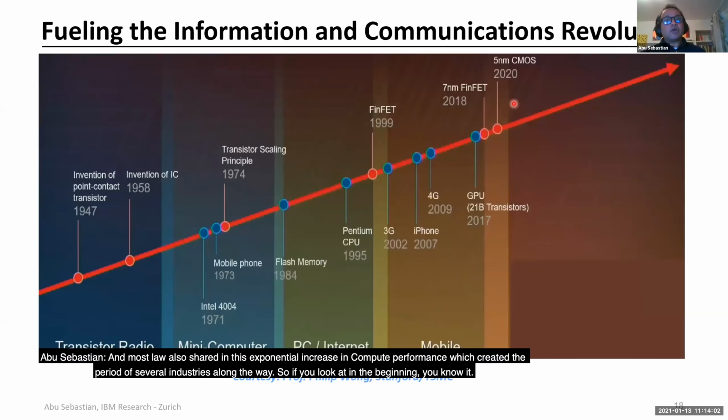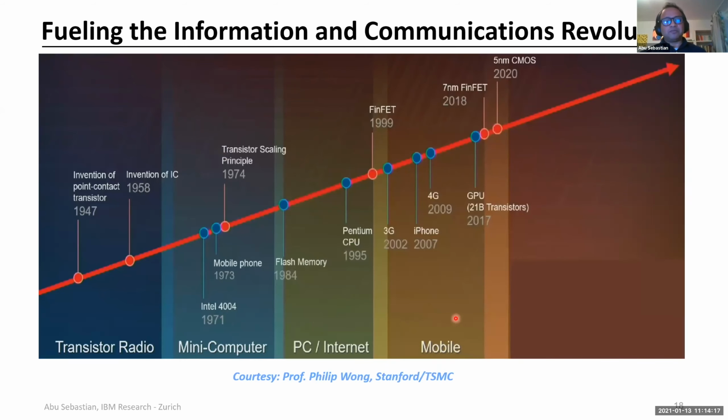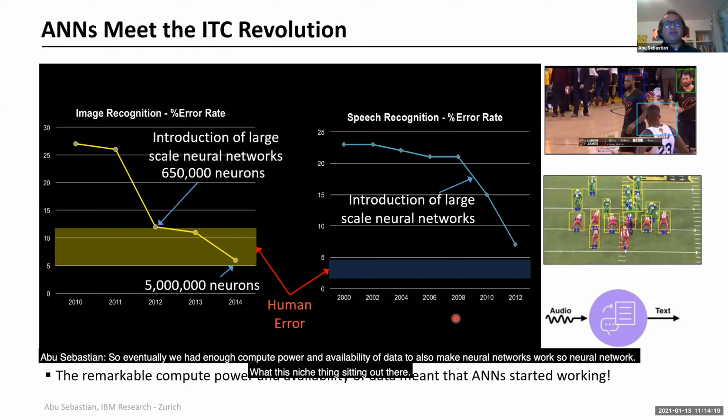And Moore's law also ushered in this exponential increase in compute performance, which created several industries along the way. If you look at the beginning, it introduced the transistor radio, then we had the minicomputers, PC, internet, mobile, and so on and so forth. So eventually, we had enough compute power and availability of data to also make neural networks work.